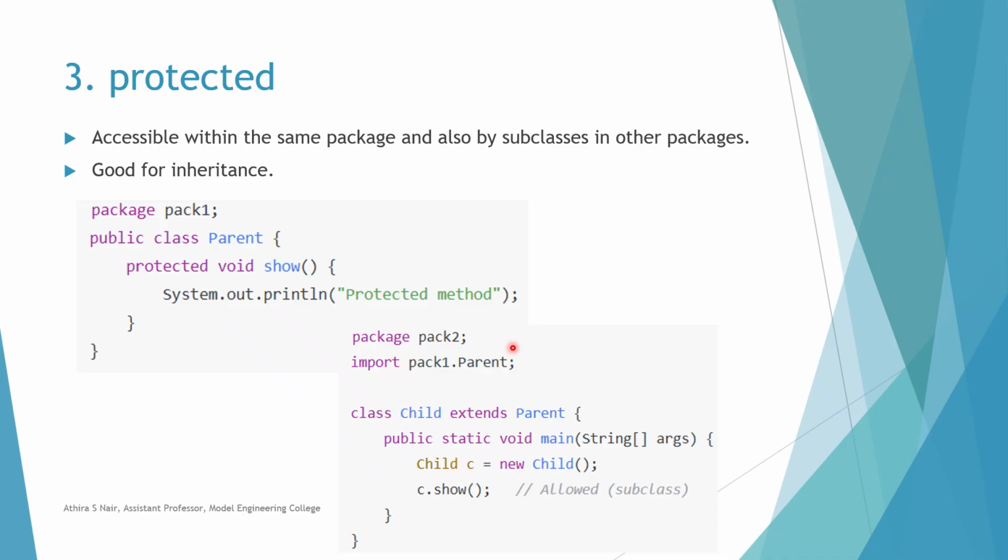And this is the second package, pack2. Here we are importing pack1. This is the Parent class. So here we are using inheritance, class Child extends Parent. Here we are creating an object c, and when we try to access the show method from the Parent class, it is allowed.